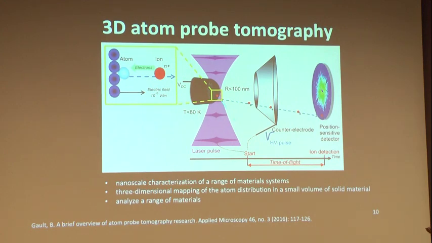Scientists prepare a sample in a needle shape, and then they send laser pulses, and then they remove the atoms one by one, layer by layer, in the form of ions, and that is passed through the counter electrode, which is then passed through the position-sensitive detector. So what you get as a result is the three-dimensional mapping of the atom distribution, and that distribution is a point cloud. This point cloud can be used to do several different types of analysis.